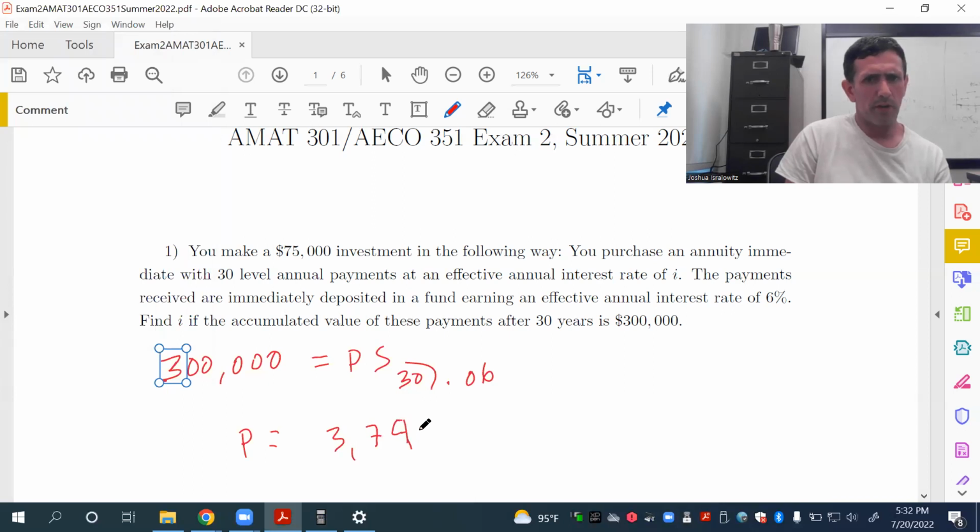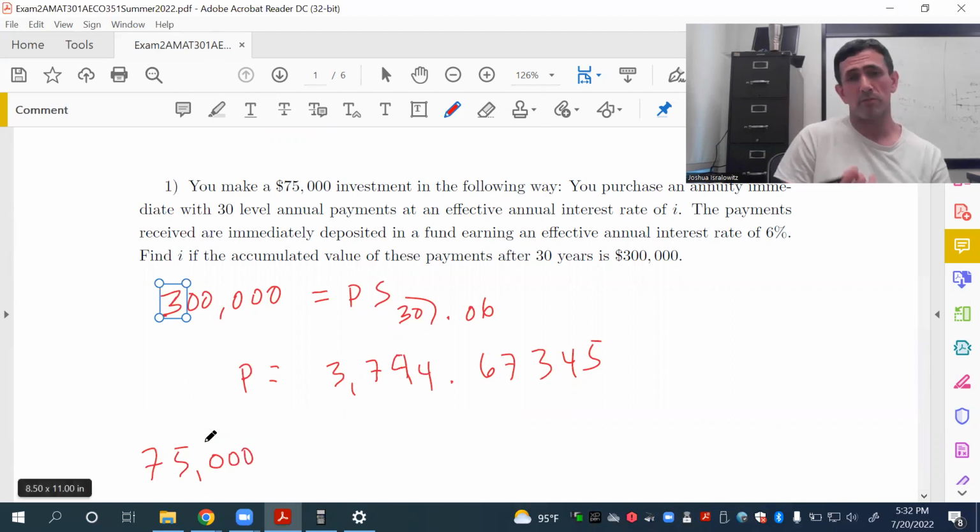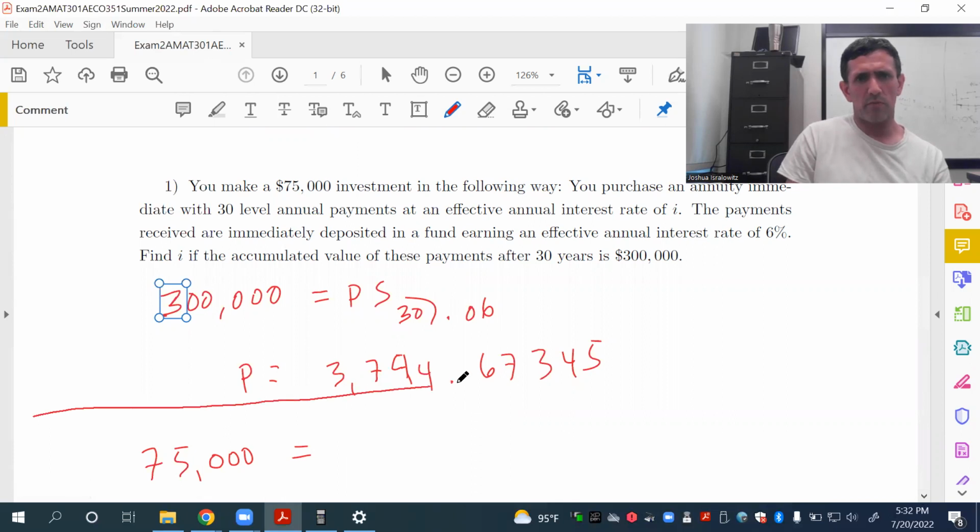As always, if you want to round to the nearest penny, that's fine. I don't care how you round. All right, so these are the payments. Now I can figure out what i is. I'm purchasing a $75,000 annuity. That's my investment, and $75,000 as always is the present value of my annuity.